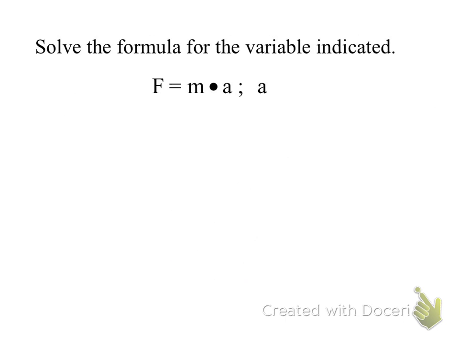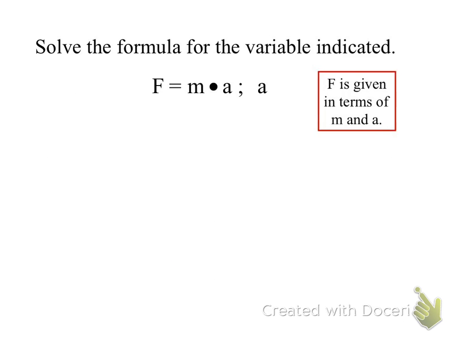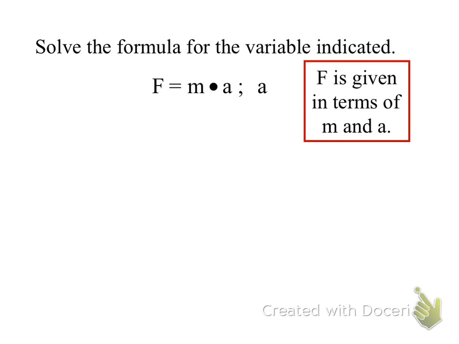Ben? You would need to M times. So what does that mean, over? Over A. What does over mean? Divided by. So I'm going to divide what by A? M times A divided by A. And F divided by A. Good. Both sides of the equation are being divided by A. Both sides of the equation.